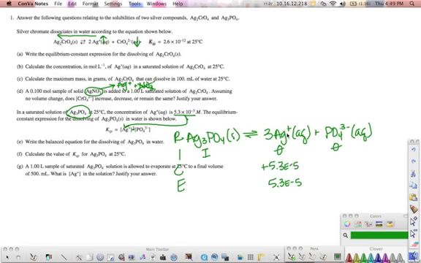Well, we know that it is a 1 to 3 ratio. So for every 3 silver ions you get, you're only going to get 1 phosphate. So to figure out the change in phosphate, we need to take this number and divide it by 3. And so 5.3 times 10 to the negative 5 divided by 3 is 1.8 times 10 to the negative 5. So that's going to be the equilibrium concentration of the phosphate, which we can then plug in right here. So to calculate Ksp, that's going to be the silver concentration, 5.3 times 10 to the negative 5.